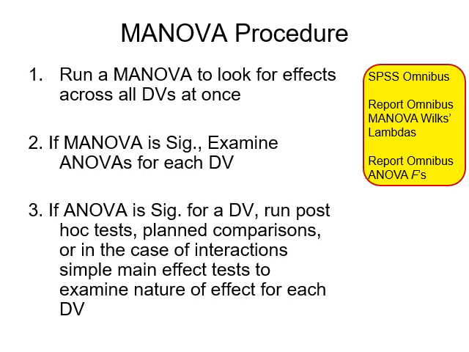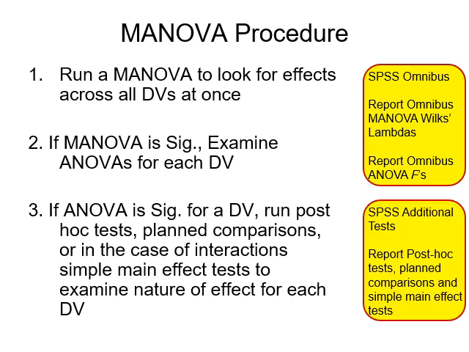Again, we're going to look at the SPSS output for the omnibus test of the actual MANOVA. We're going to report the MANOVA's Wilks' lambda, and we're going to talk a little bit about what SPSS gives us and why specifically we usually report Wilks' lambda. And then we're going to report the omnibus ANOVA F test for each DV. At that point, we're then going to, again through SPSS, do the additional tests. We're going to report the post hoc tests, any planned comparisons, and any simple main effect tests.